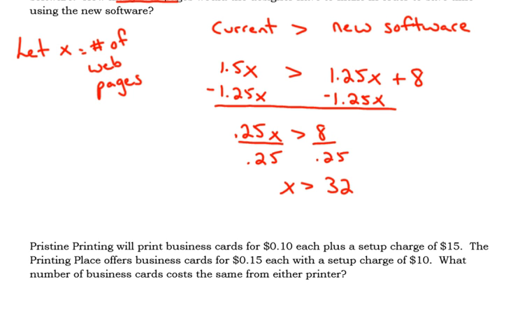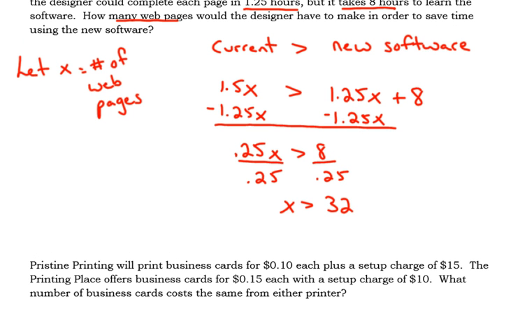Now, it's important when you are working on a word problem that you understand the question. The question was, what's the number of web pages that he's going to have to work on in order to make the new software time saving? But notice our answer says x is greater than 32. That's not the final answer.